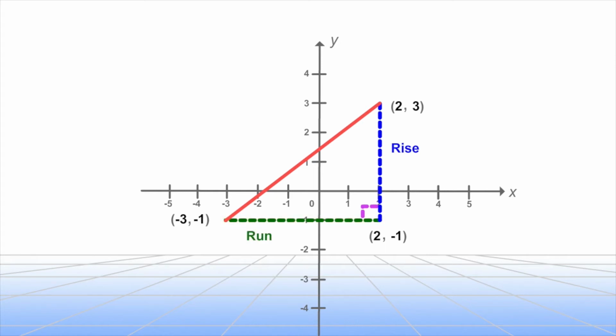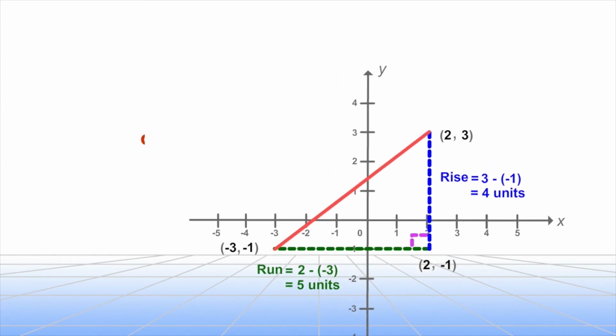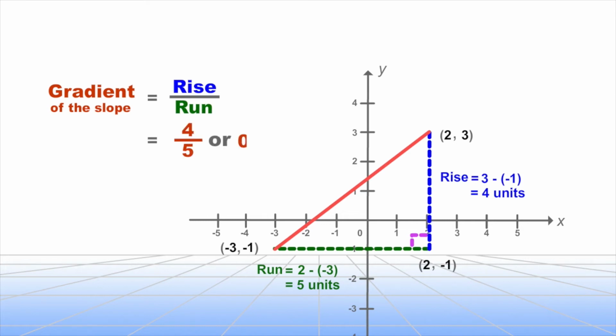The rise is given by the length of the vertical line, which is 3 minus -1, which gives us 4 units. The run is given by the length of the horizontal line, which is 2 minus -3, which gives us 5 units. Since the value of y increases from left to right, the gradient of the slope is positive. Thus, the gradient of the straight line is given by the ratio of the rise over the run, which gives us 4 over 5, or 0.8.